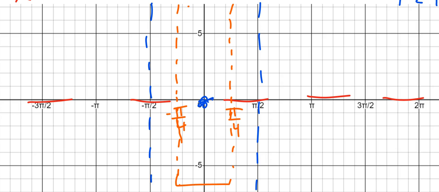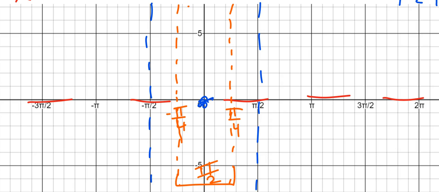What's the distance between pi over 4 and negative pi over 4? That's right, folks, pi over 2. Right, you're basically going 45 degrees in both directions. So that's a total of 90 degrees, which is what pi over 2 is.